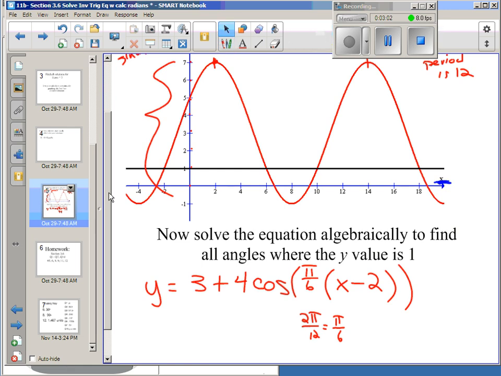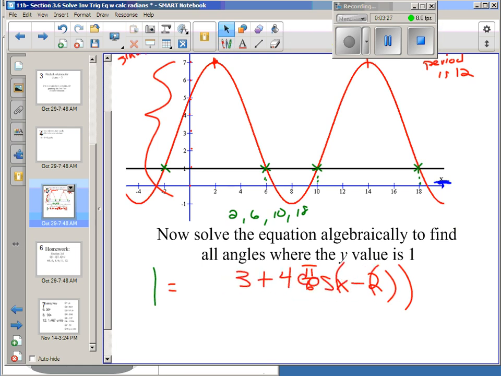So there's my equation. Now, if I want to find where this is equal to 1, I'm going to replace my y with 1, right? And I can see, so I'm looking for this answer, this, and this. And I can guess what those are. I'm guessing it's at 2, at 6, at 10, and at 18. Let's see what happens when I go to my calculator and put all of this in.